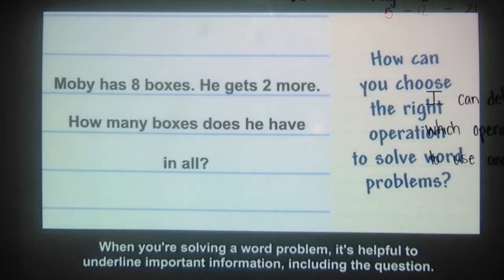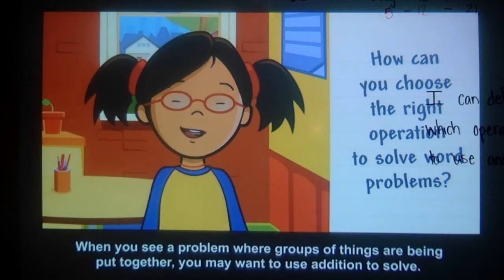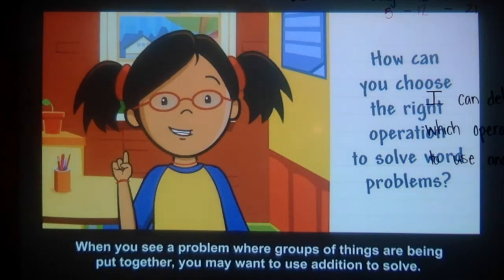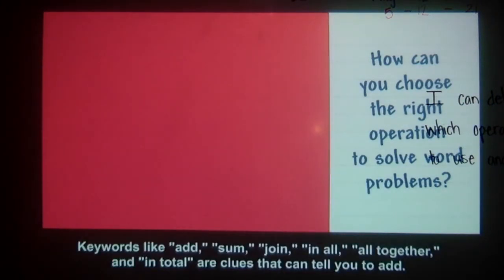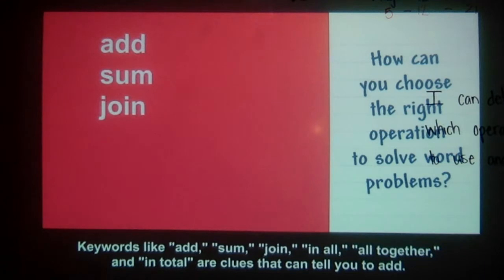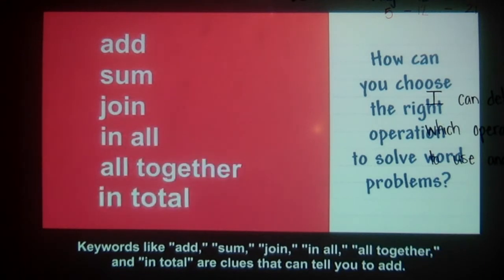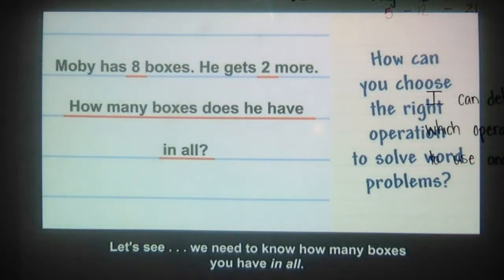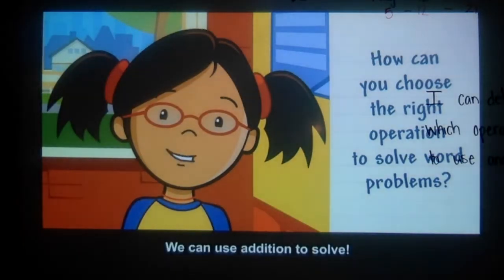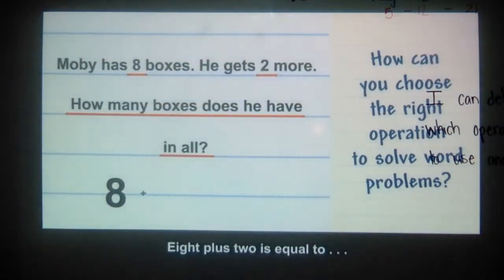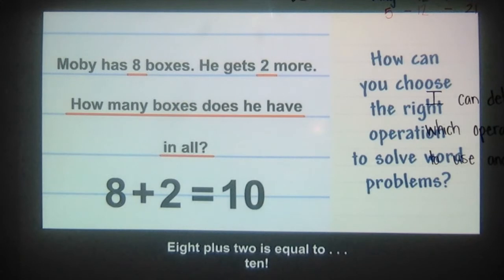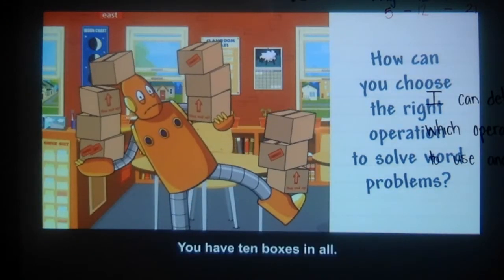When you're solving a word problem, it's helpful to underline important information, including the question. When you see a problem where groups of things are being put together, you may want to use addition to solve. Keywords like add, sum, join, in all, together, and in total are clues that can tell you to add. We need to know how many boxes you have in all. We can use addition to solve. 8 plus 2 is equal to 10. You have 10 boxes in all.